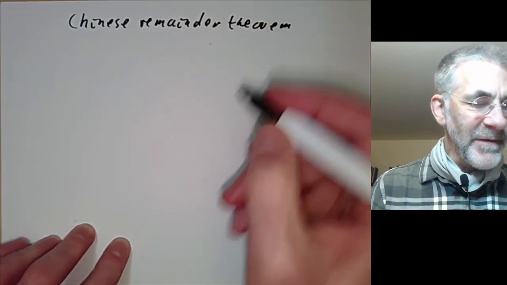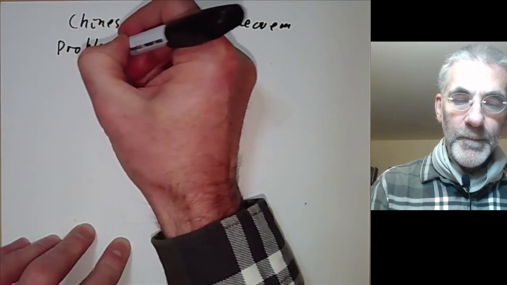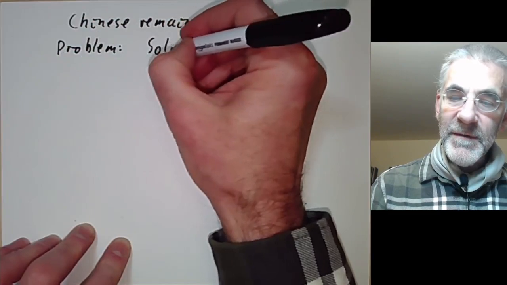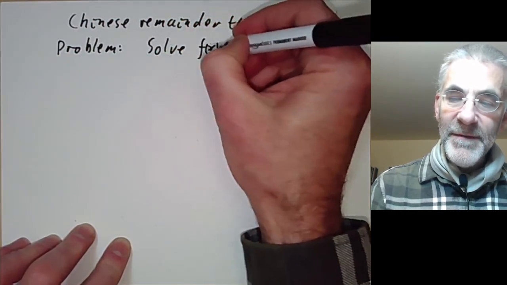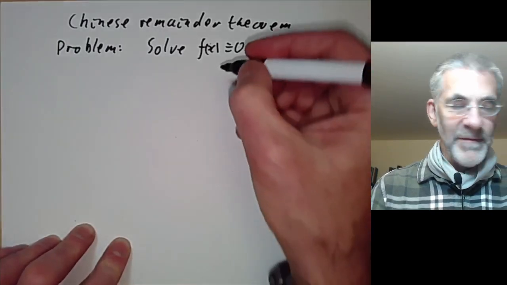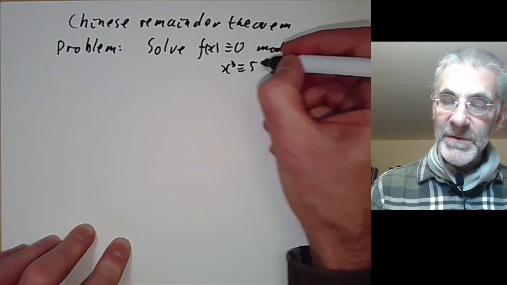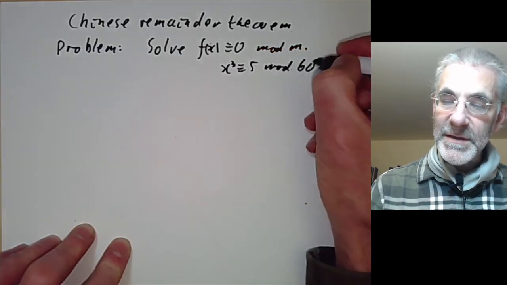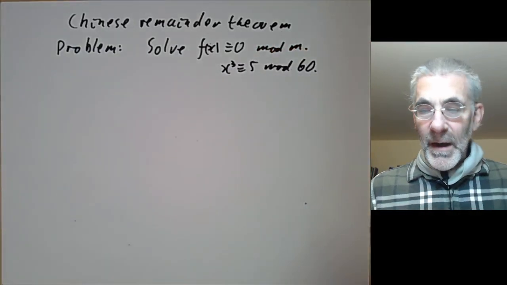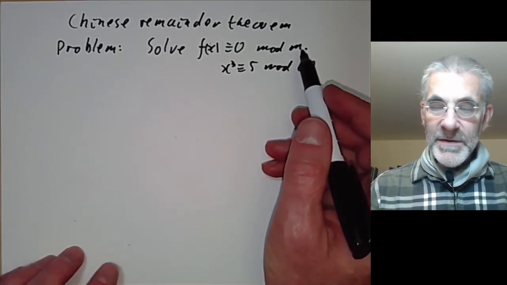So as motivation for this, suppose we look at the following problem. Let's try and solve some polynomial f of x congruent to 0 modulo m. So for example, we might want to try and solve, say, x cubed is congruent to 5 modulo 60. And we can sort of solve this in three steps.